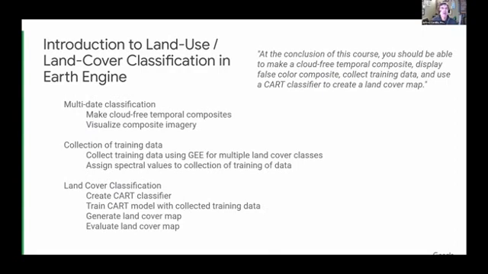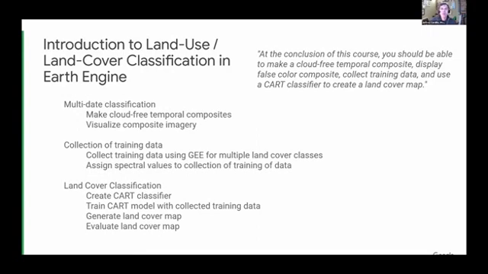So what did we do today? We took a multi-date classification. We made a cloud-free composite and visualized it. We did a rudimentary approximation of what it means to get training data. We learned the simplest mechanism for making training data. We then actually executed one of the many, many classification tools that exist in Earth Engine.